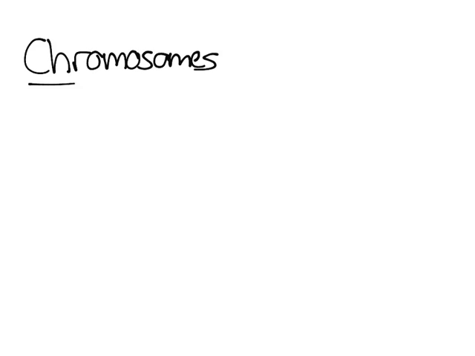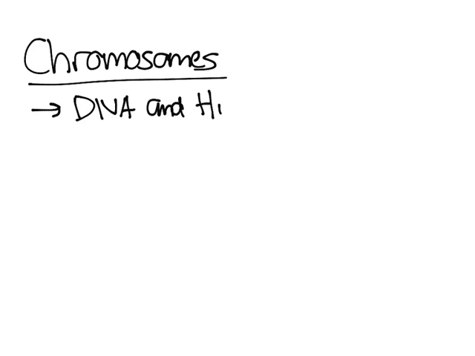In this video, I will be talking about chromosomes and the different levels of chromosomes. More specifically, eukaryotic chromosomes. So chromosomes consist of DNA and histones. And histones are proteins, essentially, that DNA wraps around. And so 40% is DNA, and then 60% is histones.